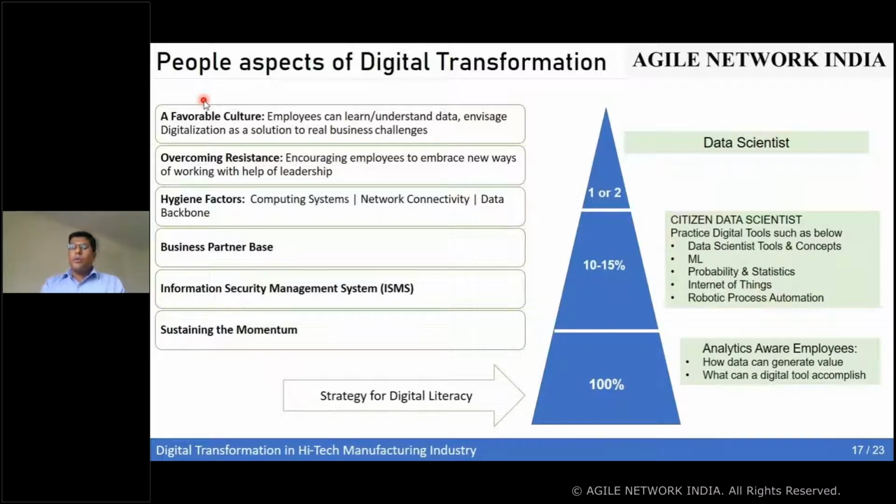A strong information security management system: this is the biggest risk in today's industry, and you need to take care of it. And sustaining the momentum: it is possible that you start losing momentum after a few successes. So these are the first level of people aspects which we need to ensure while embarking on this journey.